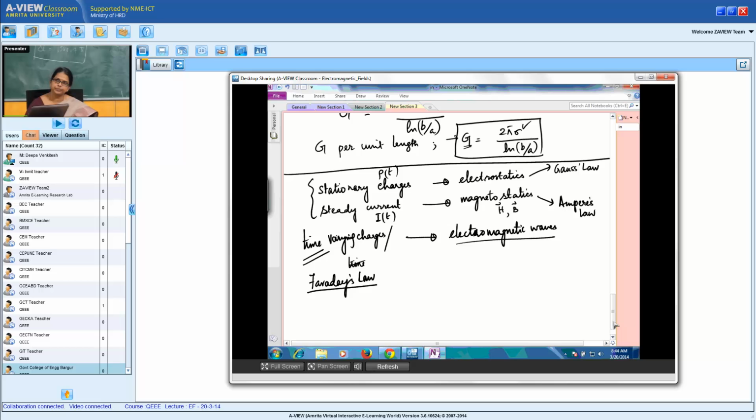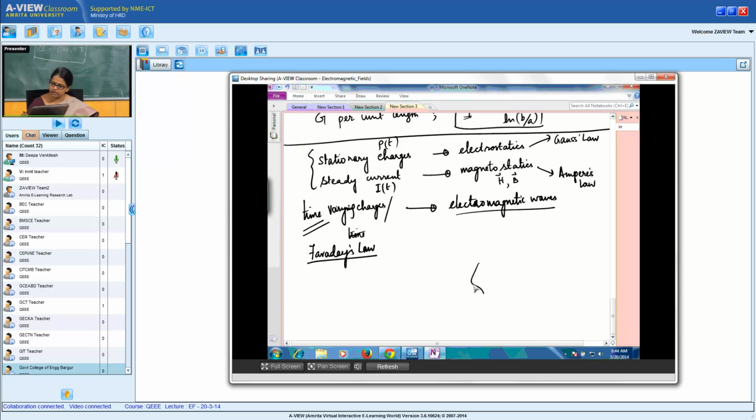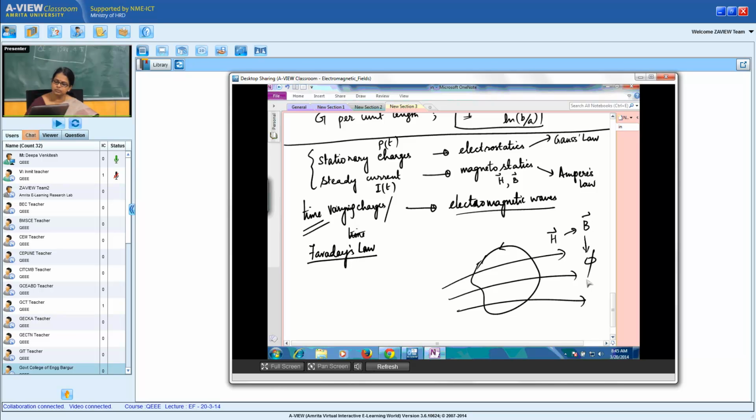And what does Faraday's law state? If I have a conducting loop, well, I have a wire, a conducting loop, it does not carry any current, it need not carry any current as of now. It is just a loop which can potentially carry current. And let us say this is kept in some magnetic field H, corresponding to which B, corresponding to which there is a flux.